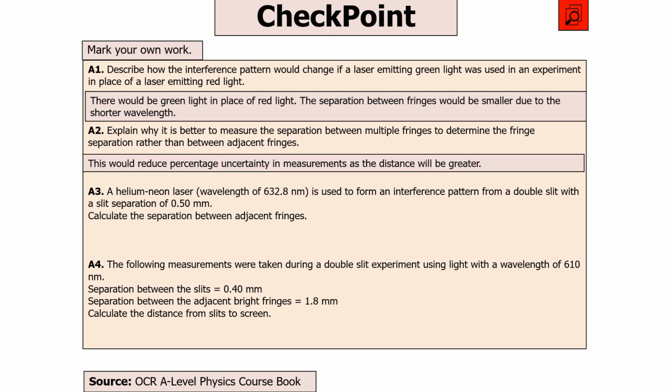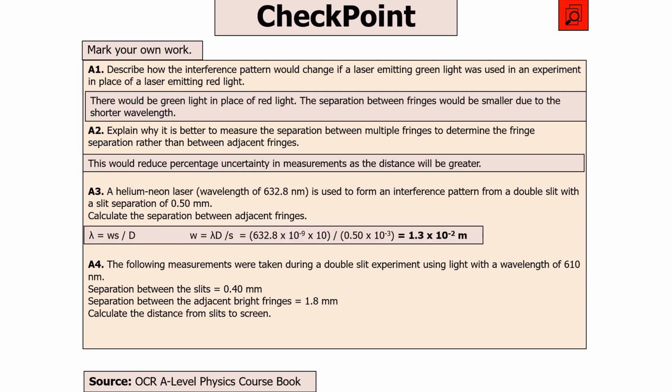Why do you do multiple slit spacings? Because it reduces the percentage uncertainty, because the measurement for multiple fringes will be bigger than the measurement for just one fringe. The next question, we use lambda equals WS over D, so W equals lambda D over S.